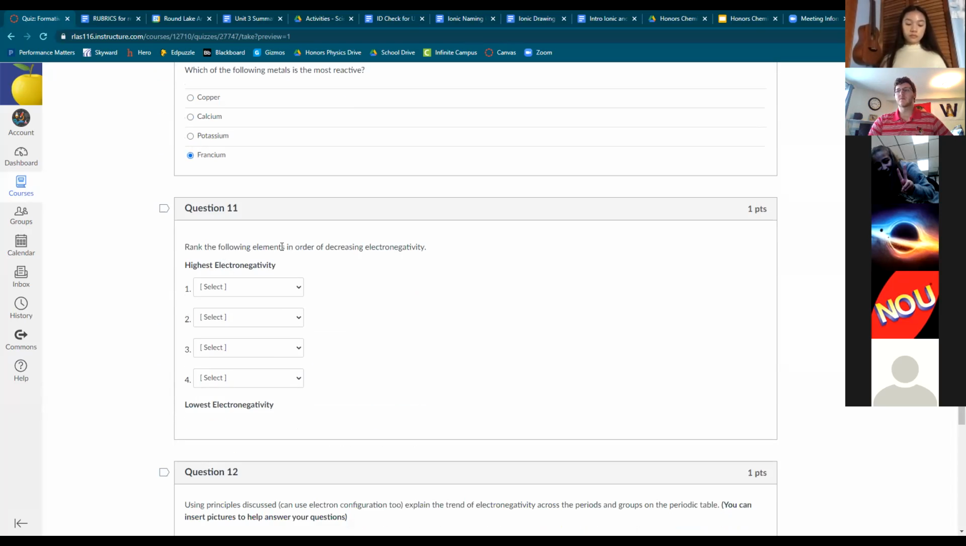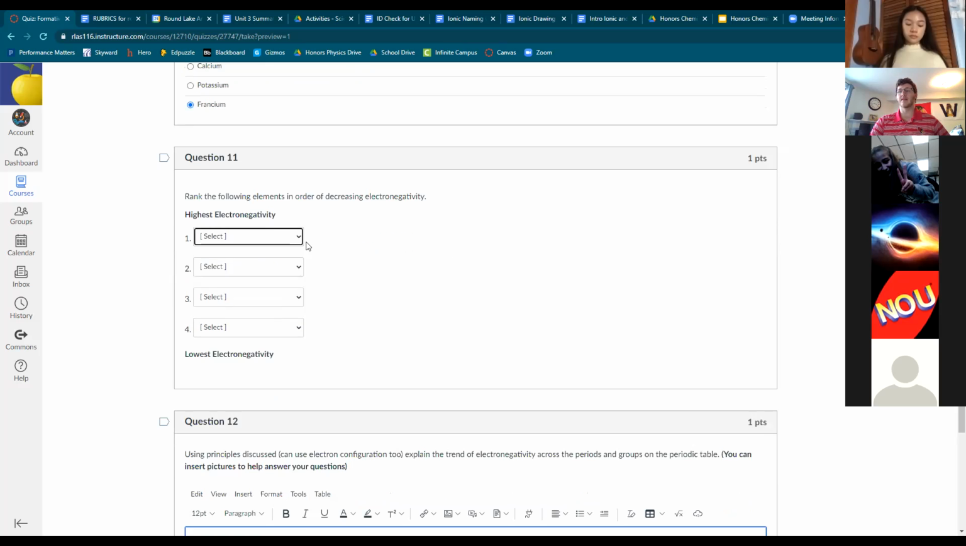Then number 11 says rank the following in order of decreasing electronegativity. So we have sulfur, arsenic, cadmium, and platinum. So sulfur is going to have the highest electronegativity. It is going to be the smallest. So it's going to pull its electrons in the tightest. Then it's going to be arsenic, and then cadmium, and then platinum.